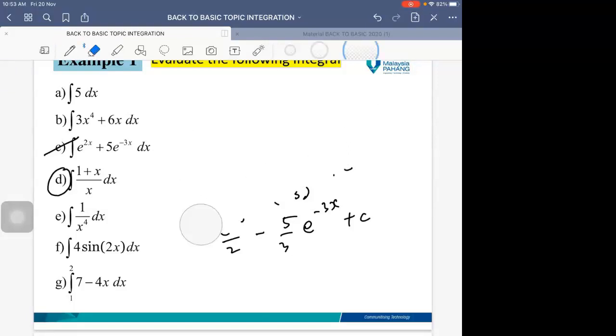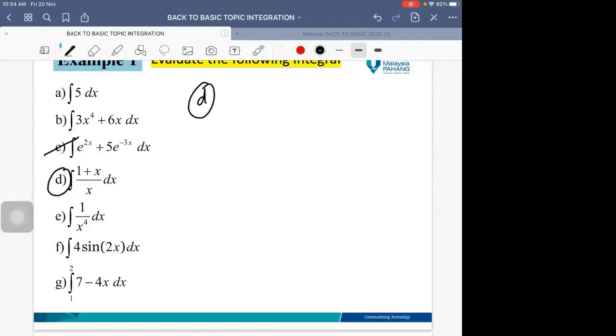Let me highlight the common mistake first. Look at D. For D, you want to integrate 1 plus x over x dx. Student, remember, if you have a fraction, this is a fraction, you can separate the denominator for both terms. So we can separate like this.